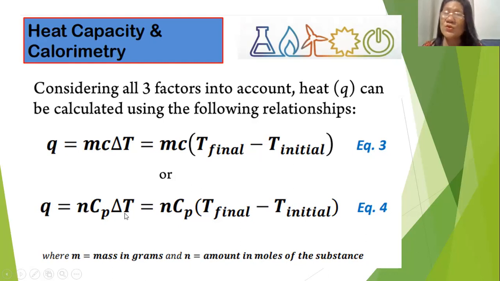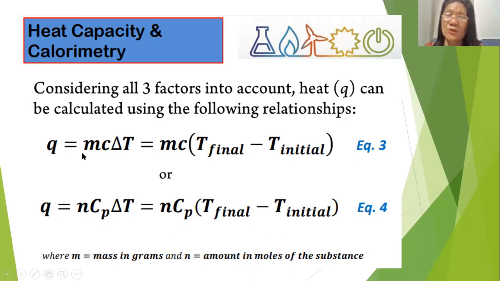But if you will be using the molar heat, that is Q equals n Cp delta T. Here n is the mole, 1 mole, multiplied by the molar heat capacity, and delta T is the change in temperature, final minus initial. Okay, that is it.